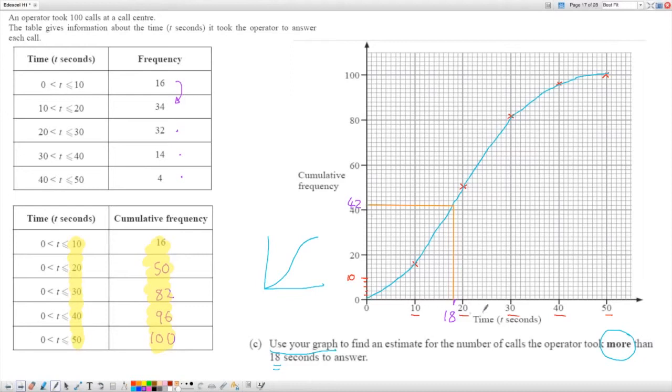But we want to know how many take more than, so in this direction, how many more than. So we're going to take 100 as our total, subtract 42 to find out that there were 58, the frequency from 42 upwards, for the number of calls the operator took more than 18 seconds. That's really key there, that last bit. The answer is not 42, you're subtracting 42 from the total frequency, 100.